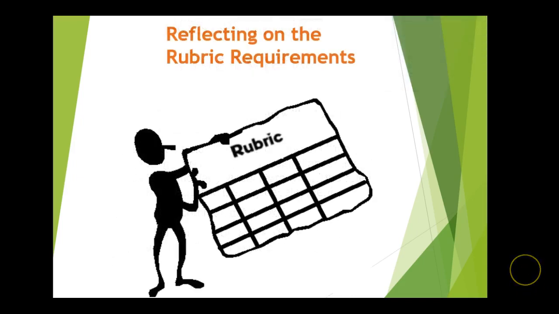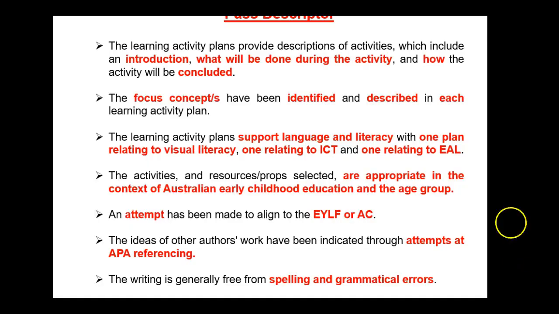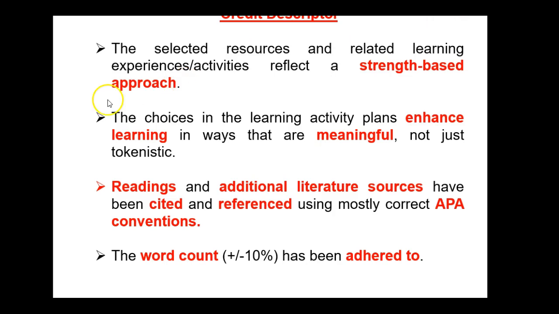So let's have a look at our rubric requirements. As with our other two assignments in this unit, we're using a holistic rubric. That means we're looking for you to fulfill the requirements in each of the grades before you can move to the next level. If we have a quick look at our pass descriptor here, I have highlighted some key areas there, which went very quickly. So let's have a look at our credit descriptor.